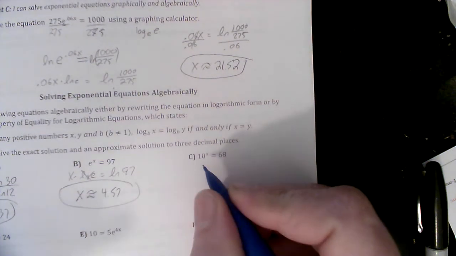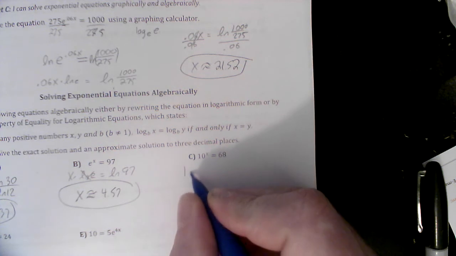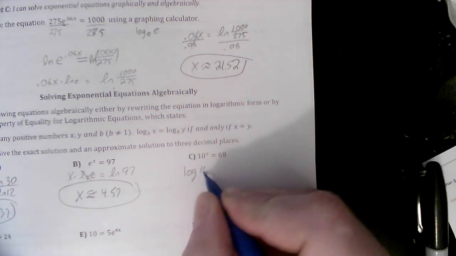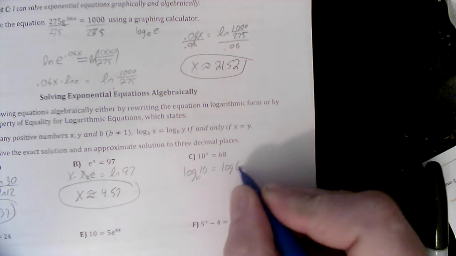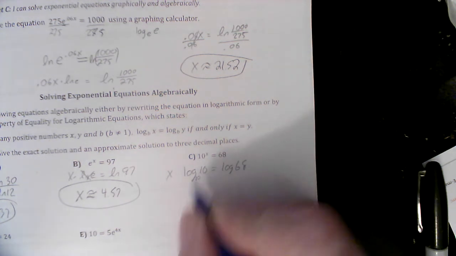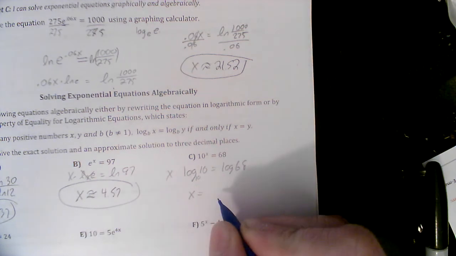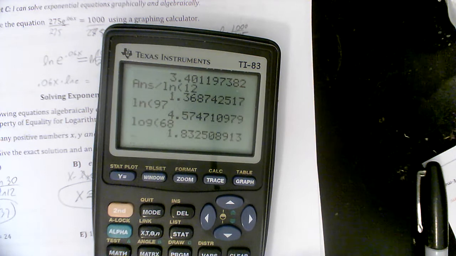So now this one right here has a 10 base. So again, in most instances it doesn't matter, but if the base is 10, log's the best way to go. So if I log base 10, I'm going to even put the base in there, equals log of 68. Log base 10 of 10 is 1, and x times 1 is just x, so it goes away. And my answer is going to be whatever the log of 68 is, which is about 1.83.